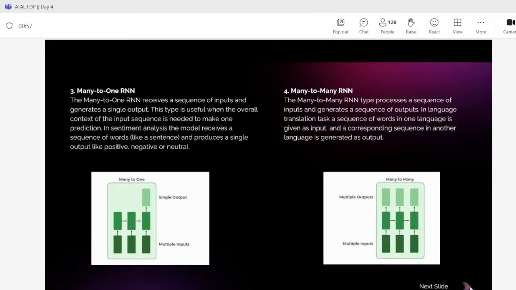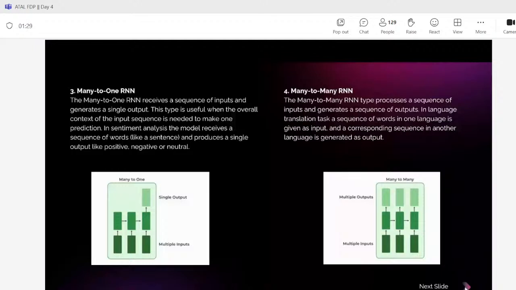And next one, many to one RNN. The many to one RNN receives a sequence of inputs and generates a single output. This type is useful when the overall context of the input sequence is needed to make one prediction. It mainly finds application in sentiment analysis, where the model receives a sequence of words, like a sentence, and produces a single output like positive, negative, or neutral. So this is the main working of many to one RNN.